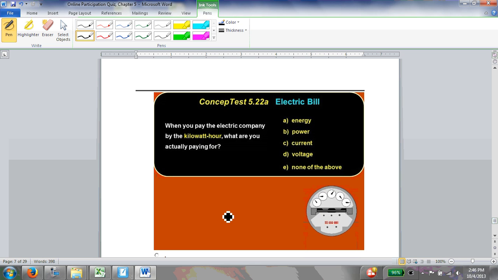When you pay the company for a kilowatt hour, what are you actually paying for? Well, let's just think about this. I have a kilowatt times hours, or I can think of it as watts times seconds. That's power times time. Watts is joules per second, times seconds. The seconds cancel out. So I'm paying for joules, which is A, energy.